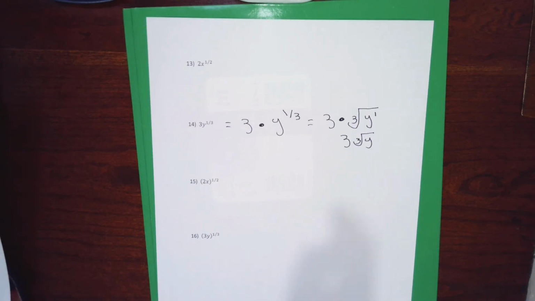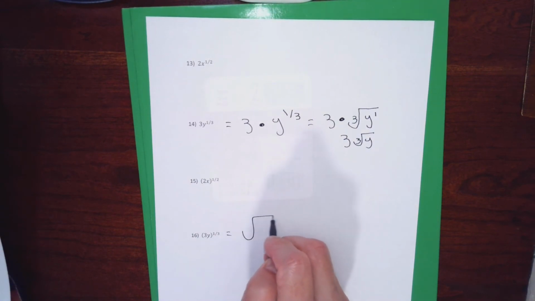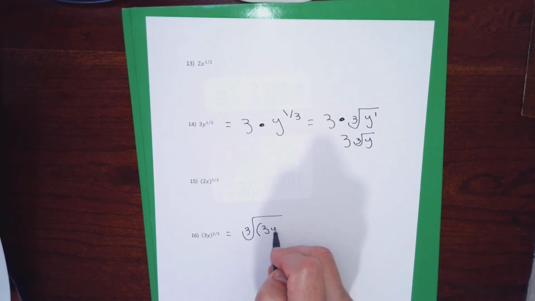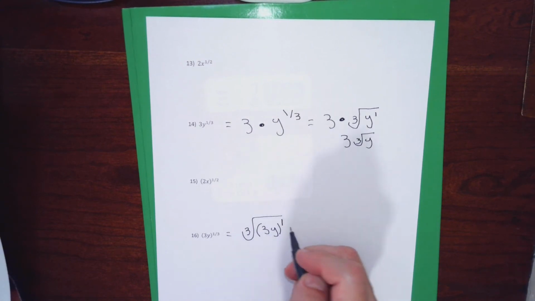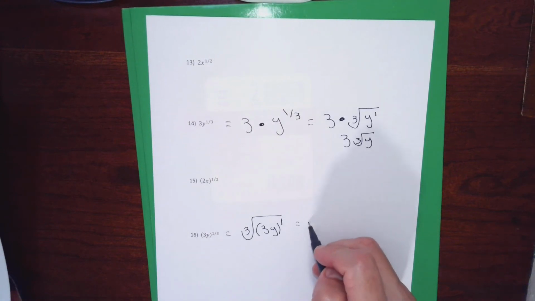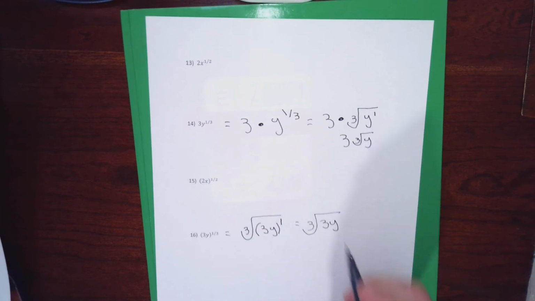16, because the 3 is inside the parentheses, when I go to make the radical, it's going to wind up under the radical, as opposed to in 14 where it wound up in front of the radical. So this is going to be the cube root of the quantity 3y to the 1st, and anything to the first power is itself. So I'm just going to rewrite this as the cube root of 3y.